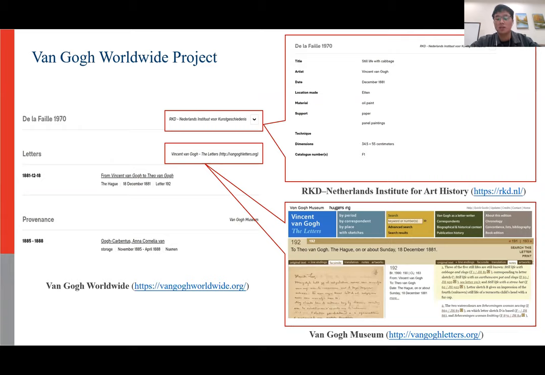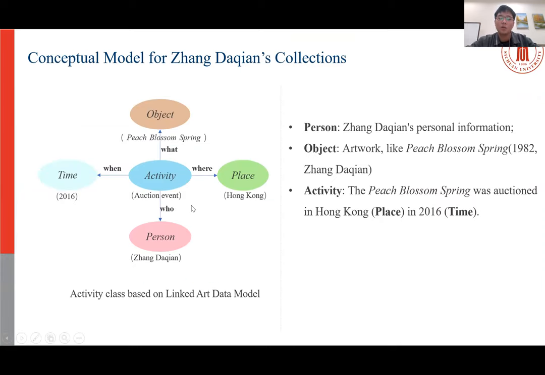On the detail page of each work, there are metadata descriptions and details from multiple institutions, such as the Flyer, 1917 from RKD, and Van Gogh's letters from the Van Gogh Museum. So the Van Gogh Worldwide website page is linked to data from multiple institutions, which enriches the description of the work. Using the approach of Linked Art and the Van Gogh Worldwide project, we construct a conceptual model of Zhang Daqian's collections based on the Linked Art data model. The model takes activities or events as the center, and treats the elements of an event as who, person; where, place; what, object; and when, time.